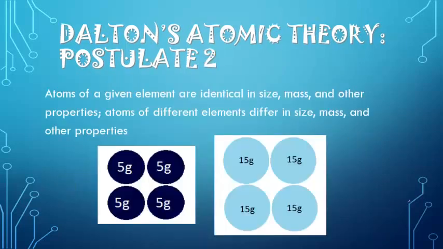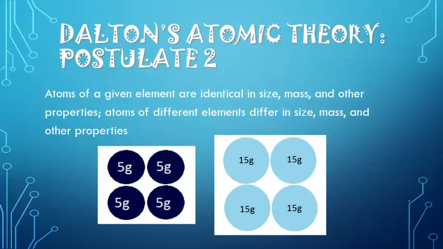Dalton's second postulate says, atoms of a given element are identical in size, mass, and other properties. Atoms of different elements will differ in size, mass, and other properties. This also goes along with what Democritus had said so many years ago. Basically, if we look at the dark blue circles, these could be some kind of atom, a blue atom if you'd like.